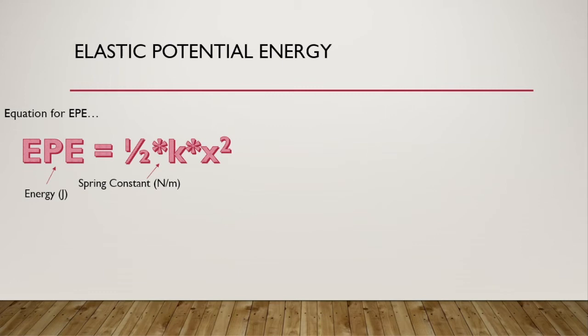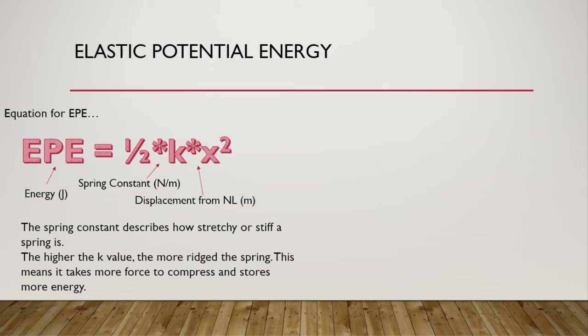But the units of the spring constant is going to be newtons over meters. And then X, like we talked about on the last slide, is the displacement from the natural length. And because it's displacement, it's going to be measured in meters. So like I said, the spring constant is going to describe how stretchy or stiff a spring is. The higher the K value, the more rigid or stiff the spring is. This just means that it's going to take more force to compress, and it's going to store more energy.